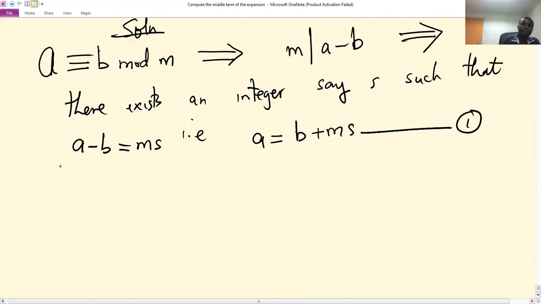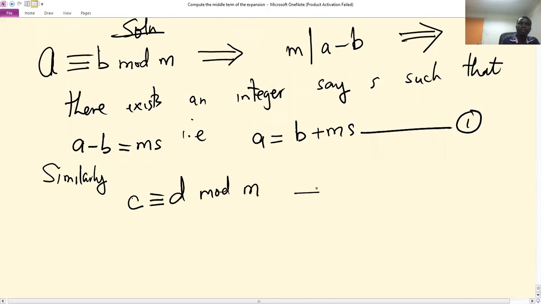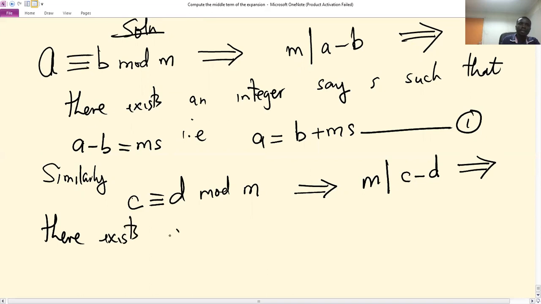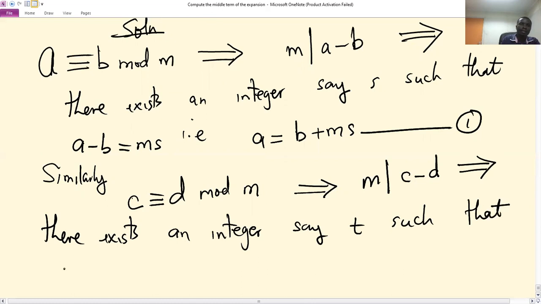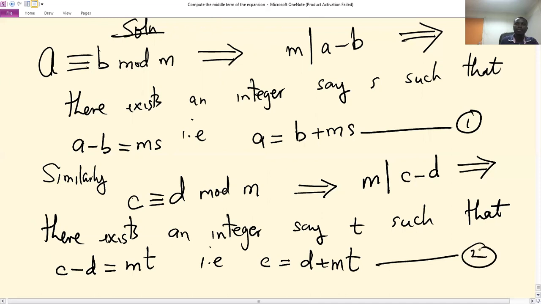Similarly, C is congruent to D modulo M implies M divides C minus D. And this implies there exists an integer, say T, such that C minus D is equal to MT, i.e. C equals D plus MT. Then you call this one equation 2.